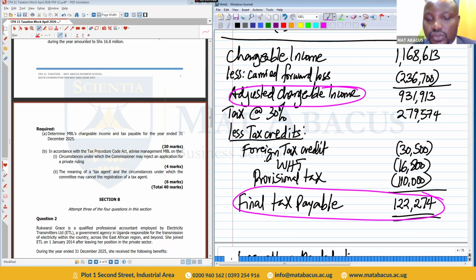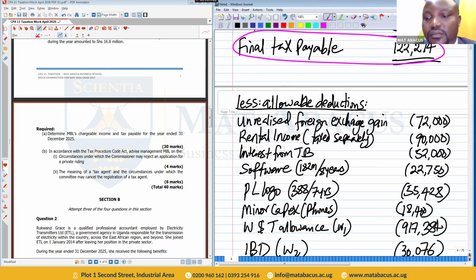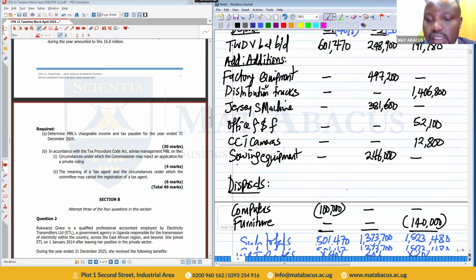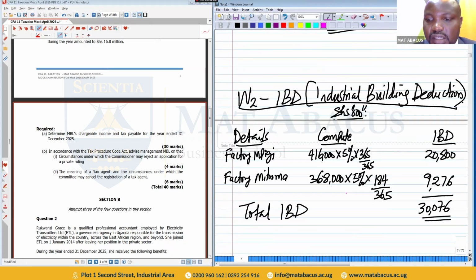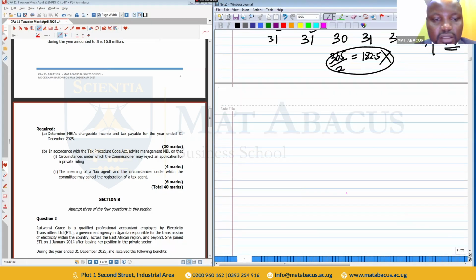Now, students normally find challenges with theoretical areas. Like you can see, the examiner also expected you to have the theory. So the examiner is asking in question 1, part B, the circumstances under which the commissioner may reject an application for a private ruling.